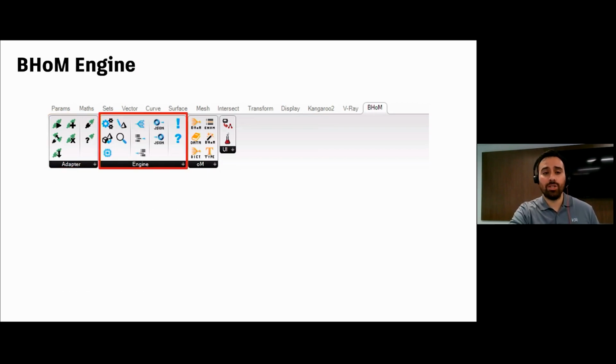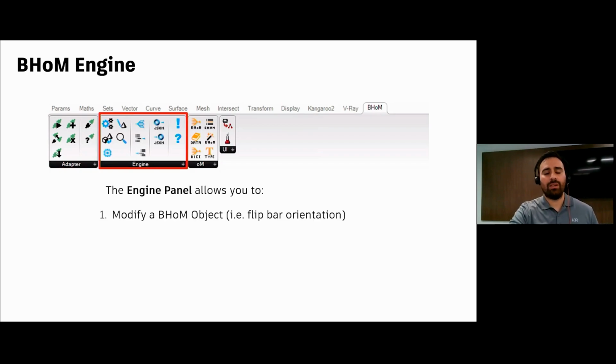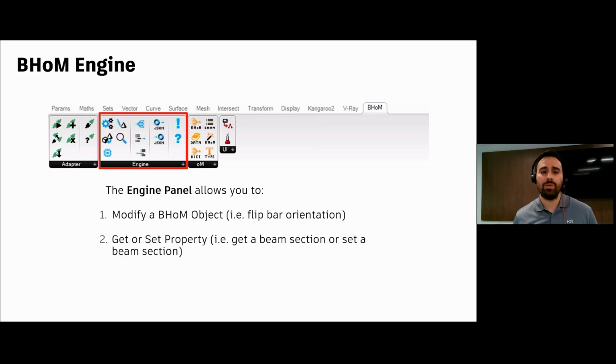The next part is the engine. This is the middle one here. This engine panel allows you to modify something. We actually have an example where we need to flip a bar orientation, so we'll show that in a little while. You can also get or set properties. So if you need to get a beam section, set a beam section.